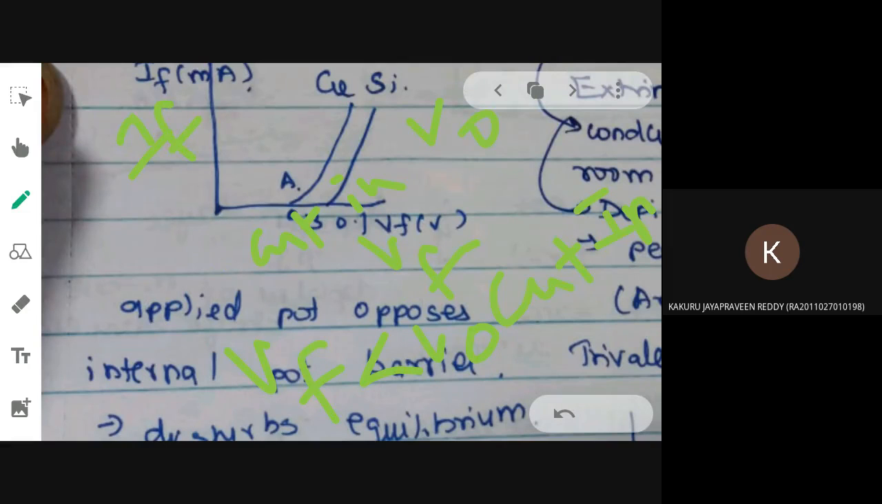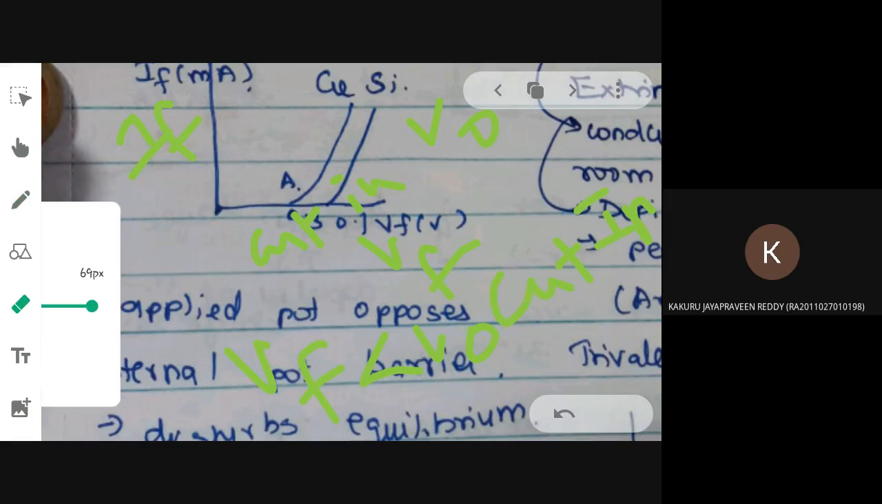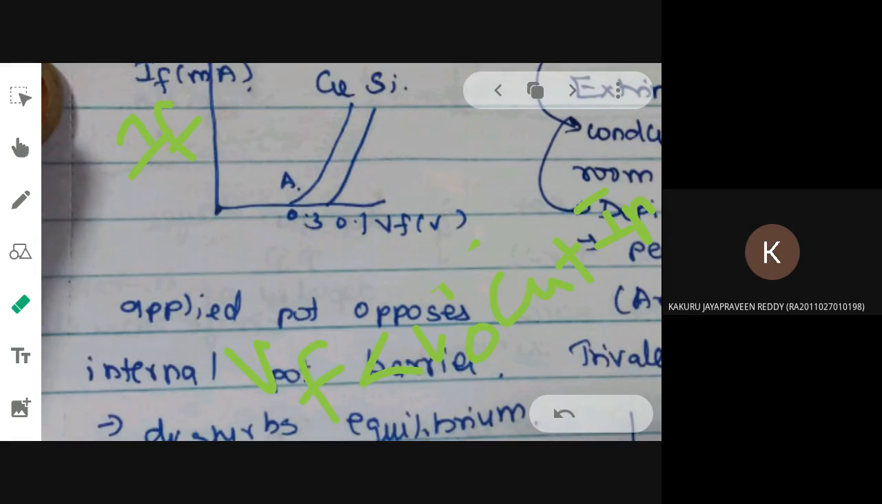What happens when my forward voltage is very less when compared to the cut-in value? Is there any current flow? No. So here If is equal to 0. First case: when the forward voltage is less than the cut-in value, there will be no current flow.